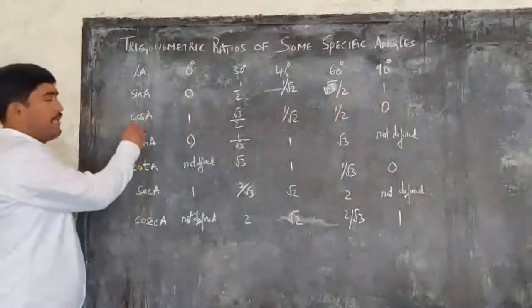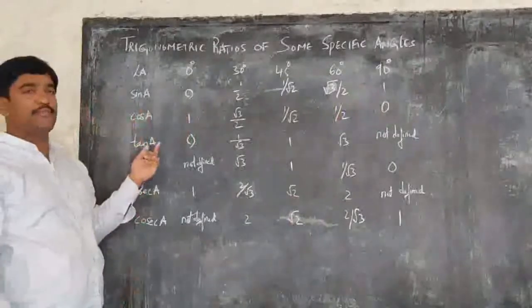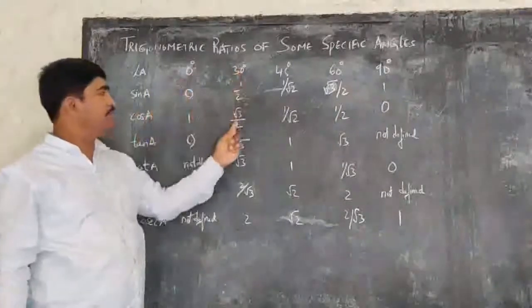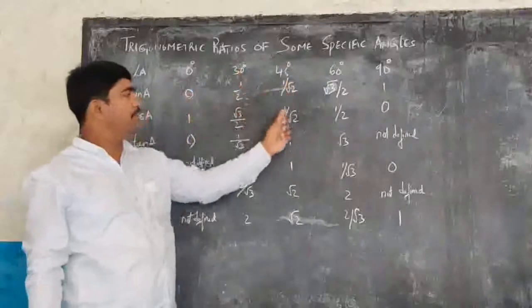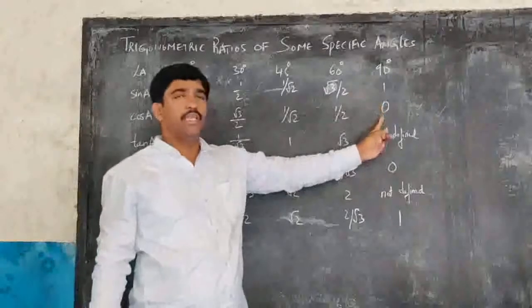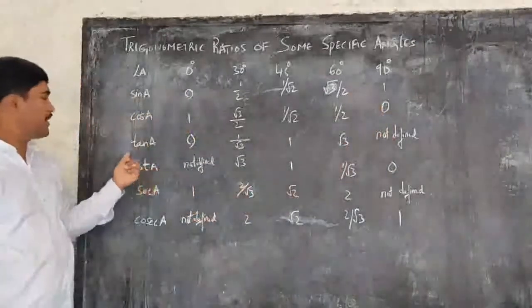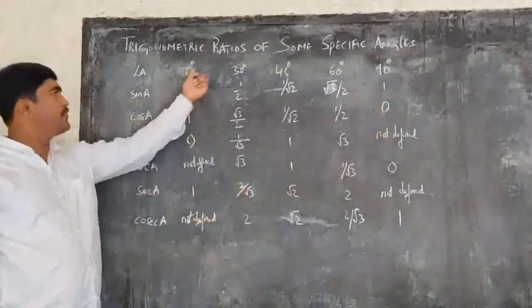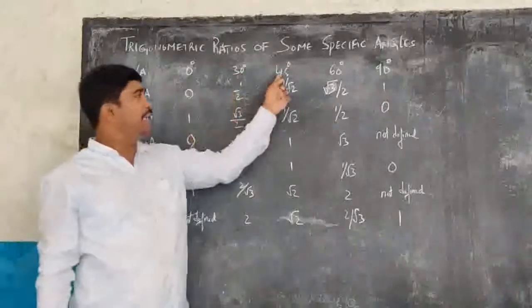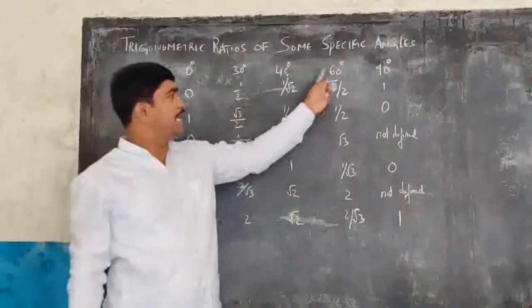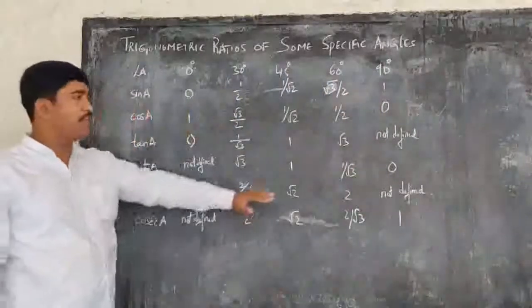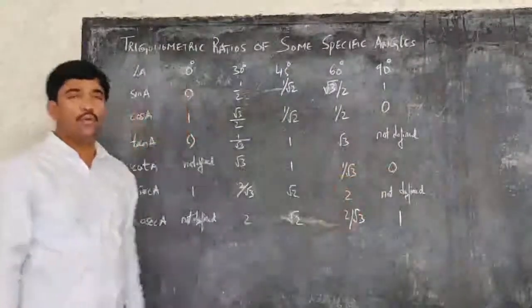Now, we go for the cos A. What are the values of cos A at different specific angles? Cos 0 will be 1. Similarly, cos 30 will be root 3 by 2, cos 45 will be 1 by root 2, cos 60 will be 1 by 2, and cos 90 will be 0. Now, we will go for the next trigonometric ratio, tan. Tan 0 is nothing but 0, tan 30 is 1 by root 3, tan 45 is equal to 1, and tan 60 will be root 3. And tan 90 degrees is not defined. This not defined means we cannot know the value.